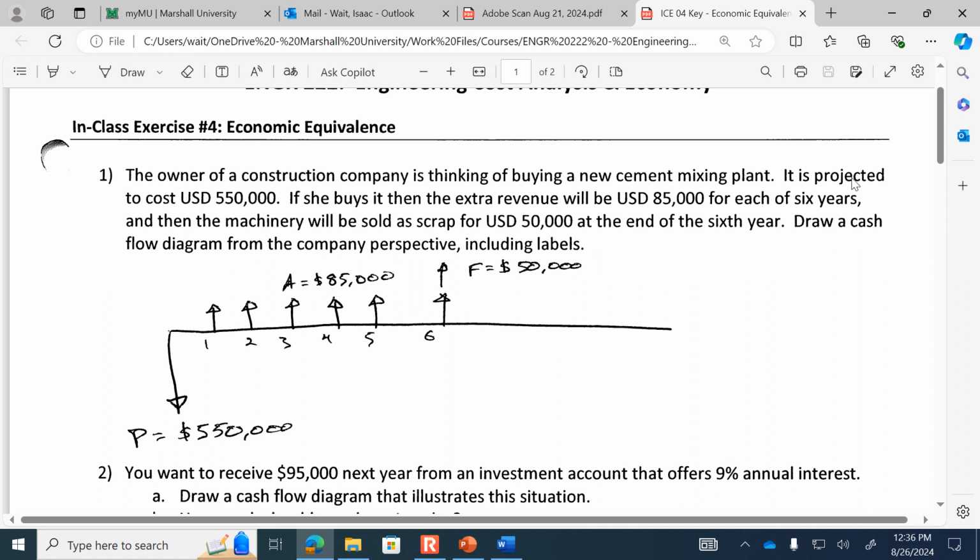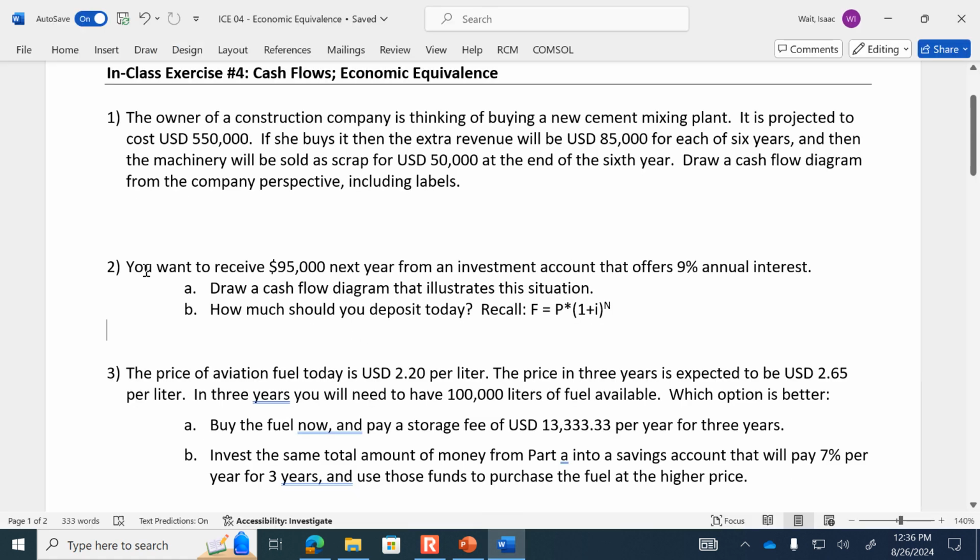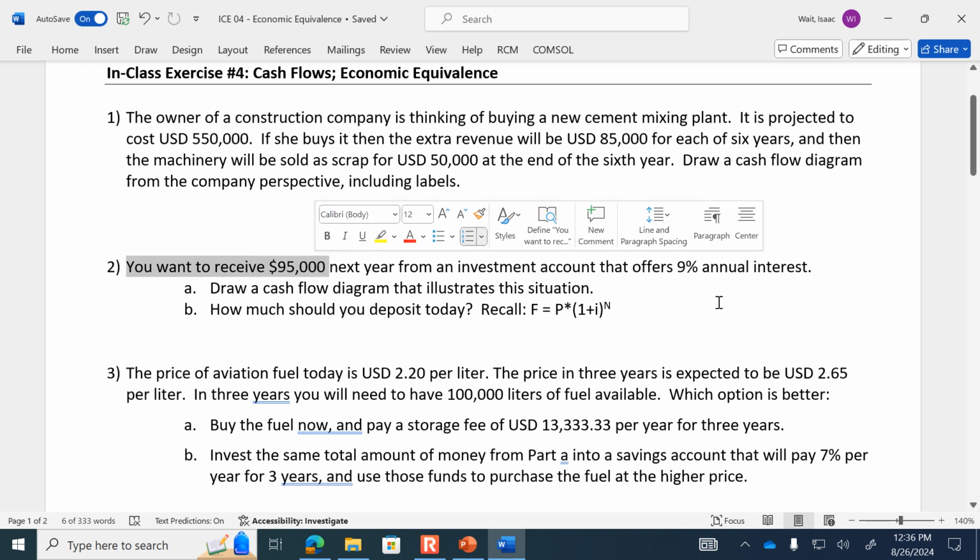Okay. The problem didn't say anything about interest rates, so we didn't define an I value anywhere on the cash flow diagram. That's okay. All right, so the second problem is saying you want to receive $95,000 next year from an investment account that offers 9% annual interest. So draw a cash flow diagram, and then how much should you deposit today?